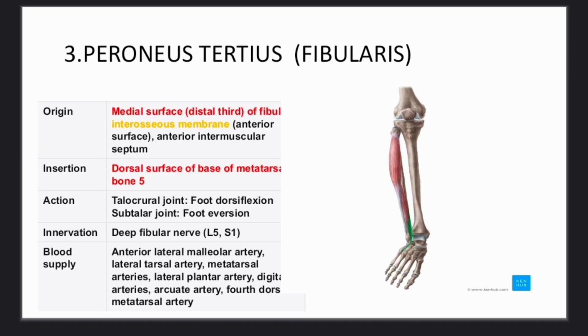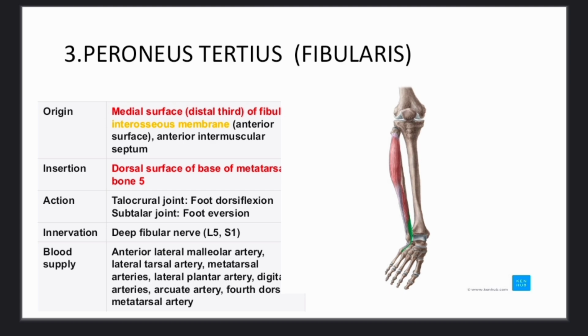Okay. Third muscle is peroneus tertius or fibularis. So remember this, whenever you hear the term peroneus, it means the same as fibularis. Okay, in anatomy, the fibula is also referred to as the peroneal bone. So peroneus is equal to fibularis. Don't get confused by these different names. They refer to the same muscle group.